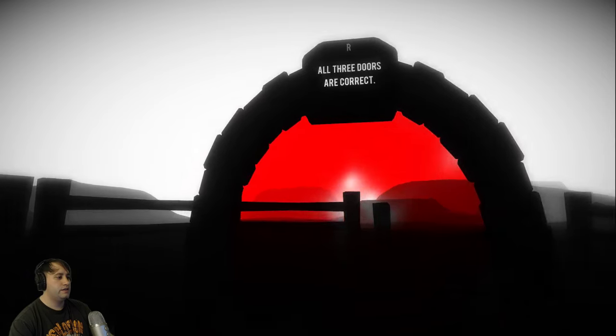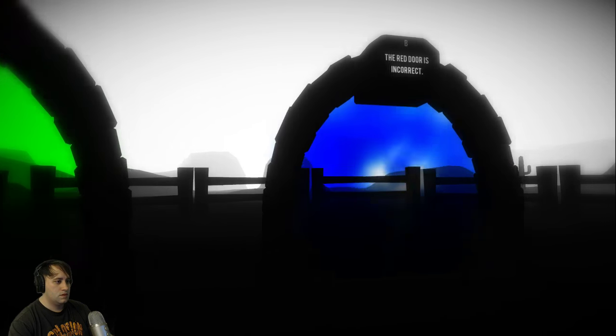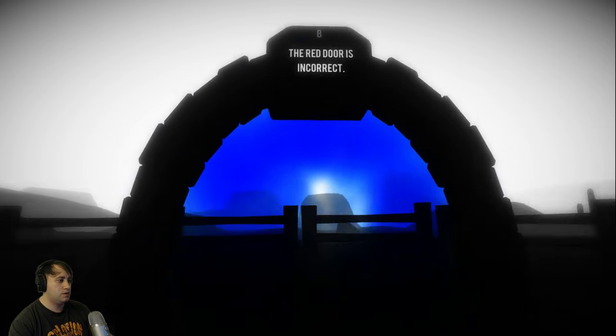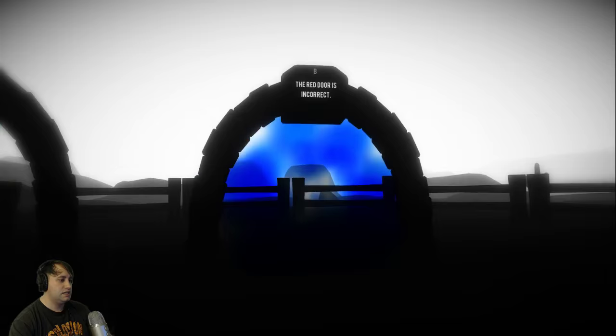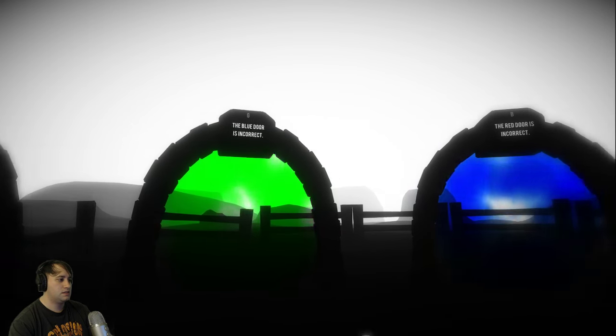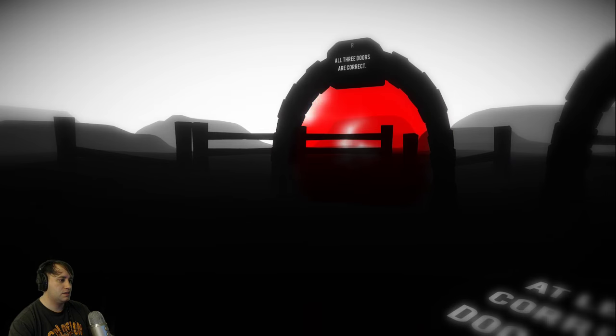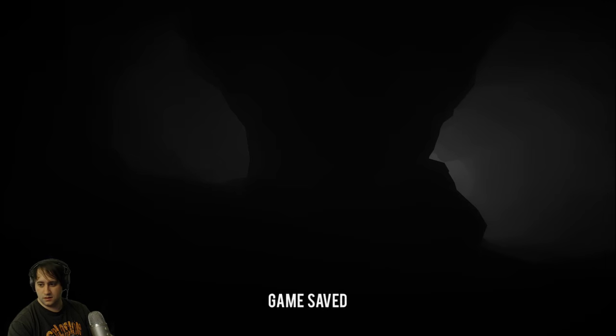So, because these are saying that something is incorrect, then this cannot be correct. The blue door here says the red door is incorrect. That is a fact, because these cannot both be correct, because otherwise that is incorrect, and then that is incorrect. So therefore you're wrong. All right then, blue door it is.